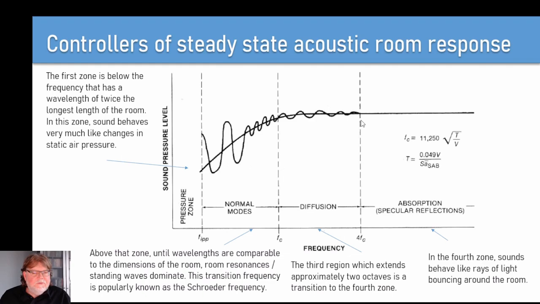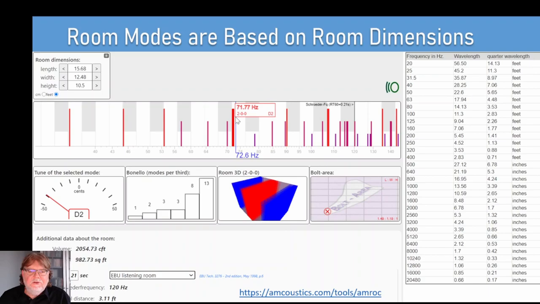So here we've got standing waves, and we're moving into rays by the time we get to 4 times the transition frequency or Schroeder frequency. So if our room transition frequency, for example, is 150 hertz, 4 times that is around 600 hertz. So by 600 hertz, the room correction system should be stopped, and we'll talk about that a little bit more as we move forward. There are some great tools that we can use to help us figure out the room modes.